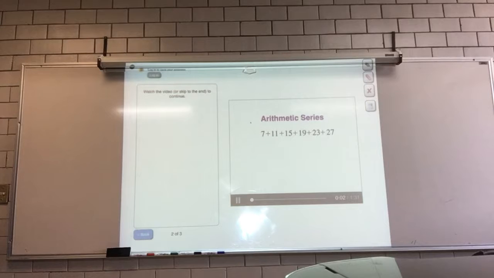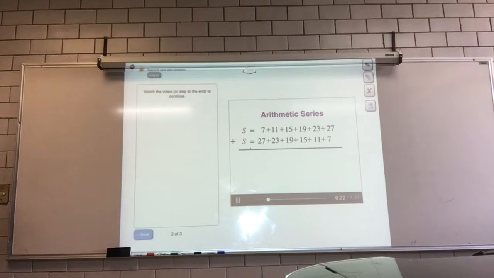Now let's try to find the sum of this arithmetic series. We could try to add up all the terms by hand, but there's a trick that can save us a lot of time, especially when the list of numbers we're adding becomes very long. Let's call the sum we're trying to find S. Now let's rewrite the sum backwards underneath it. And now let's add these two equations together, column by column. On the left, S plus S is 2S. The next column is 7 plus 27, which is 34. The next column, 11 plus 23, is also 34. So is the next, and the next, and the next. Why is that?